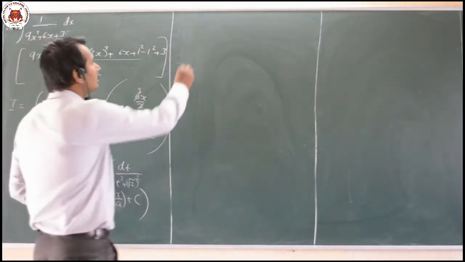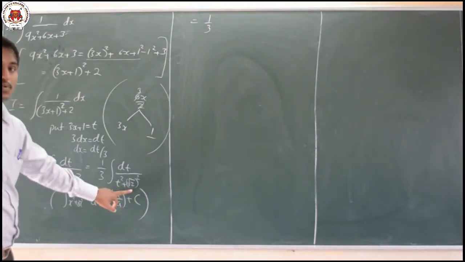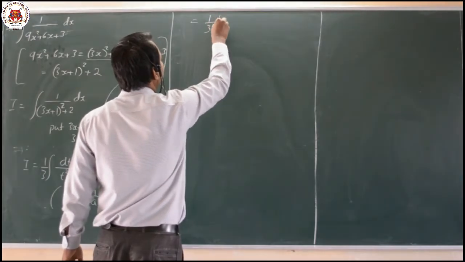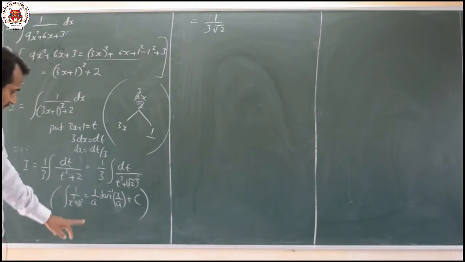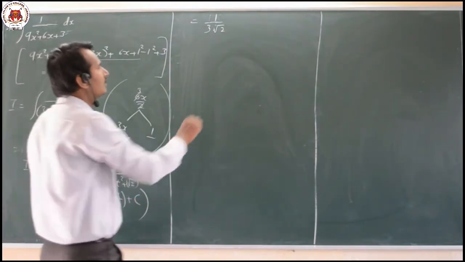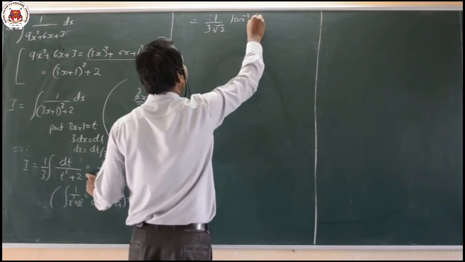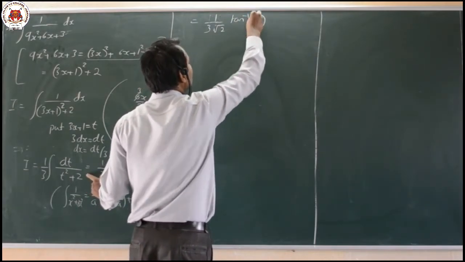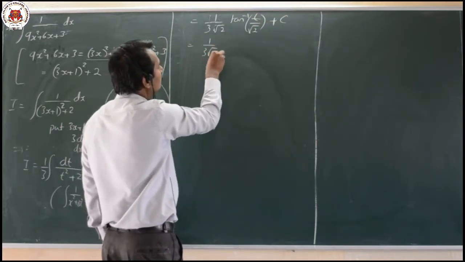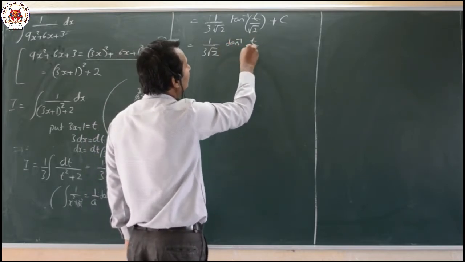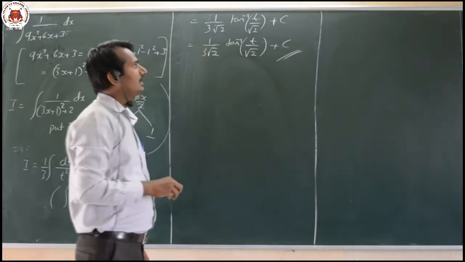Here 1 by 3 is a constant. Here a means root 2, so 1 by a is 1 by root 2. Next, tan inverse of x by a, where x is t, so tan inverse of t divided by root 2, plus an integral constant c, which is equal to 1 divided by 3 root 2 tan inverse of t divided by root 2 plus an integral constant c. That is your required result.